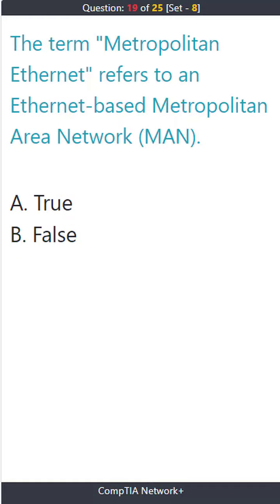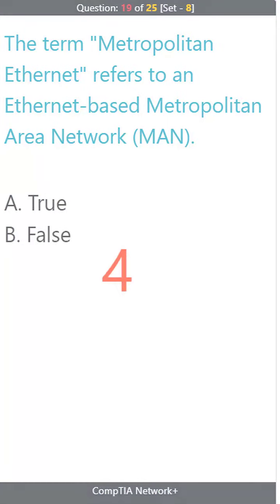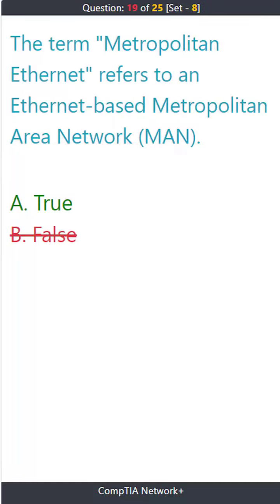Question 19. The term metropolitan Ethernet refers to an Ethernet-based metropolitan area network, MAN. A. True. B. False. The correct answer is A. True.